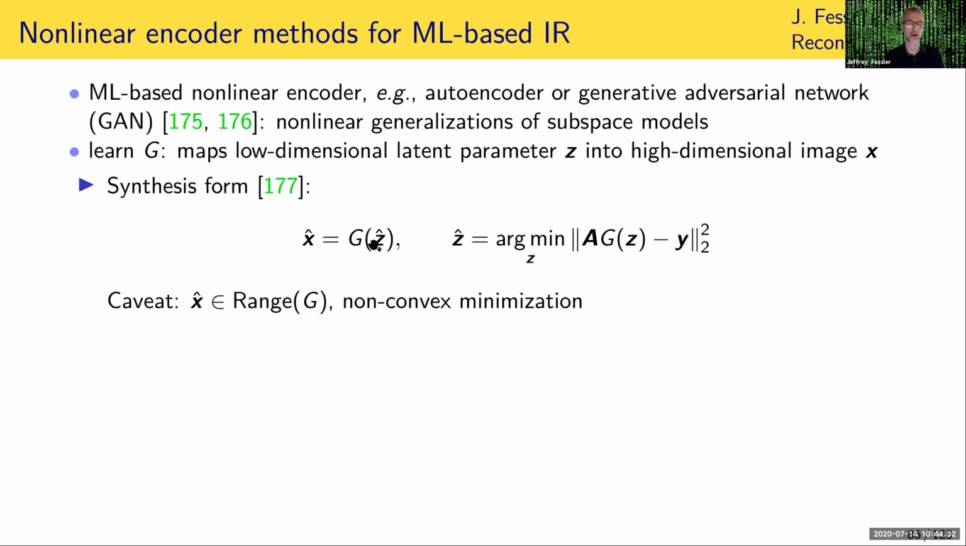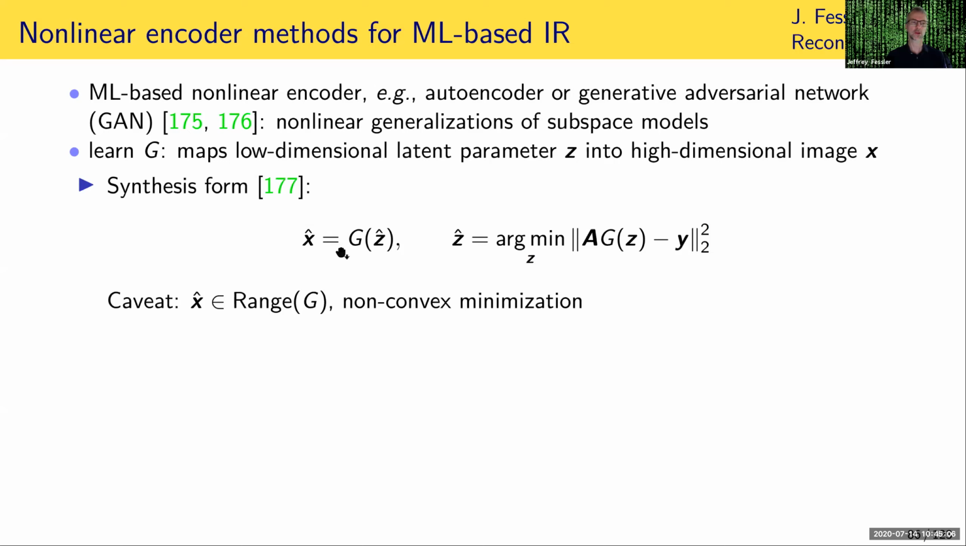You have a nonlinear model relating your latent parameters, think of those as your sparse coefficients, if you will, into your image. And so if you believe you have a good model that can generate images of interest from a low-dimensional parameter space, you can do this in synthesis form, where you find the latent parameters that synthesize images that best fit the k-space data. And in this form, you don't really need regularization because you've already reduced degrees of freedom. Typically, this latent parameter would be many fewer parameters than your number of pixels in your image.